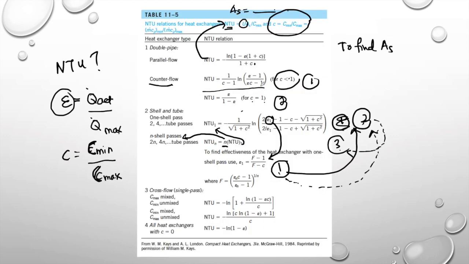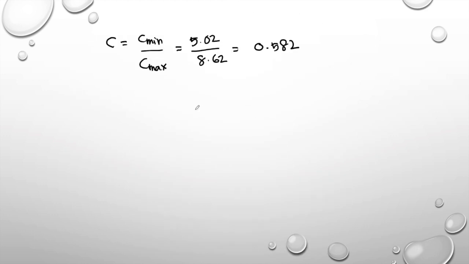Please take this equation, pause this video, write it down in your notes, on a paper. And then we go to this NTU calculation. You substitute all the values, and you will get the value for the NTU is 0.651. That is your NTU.